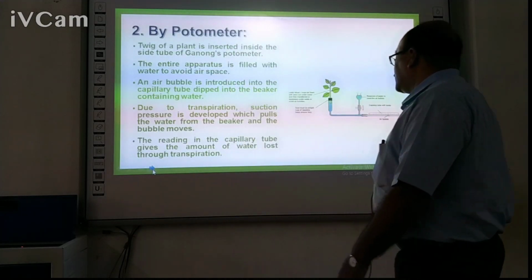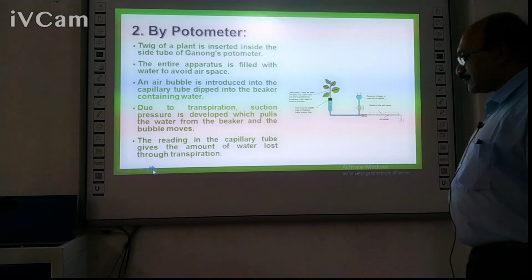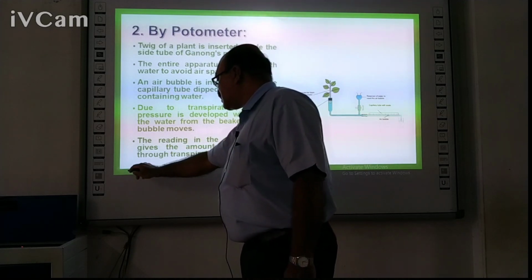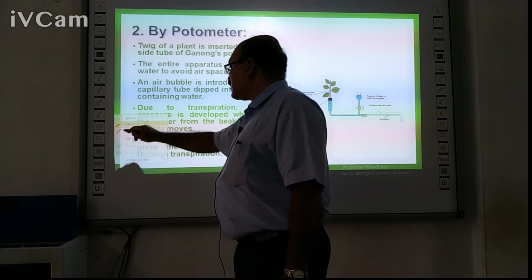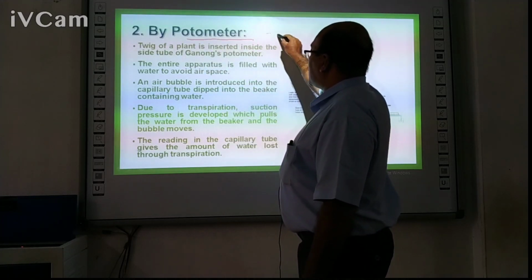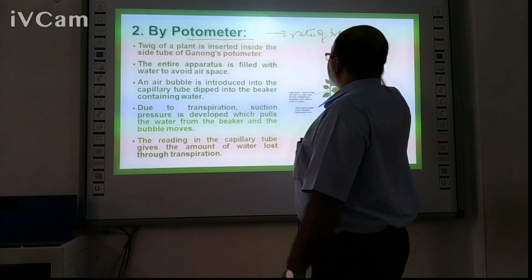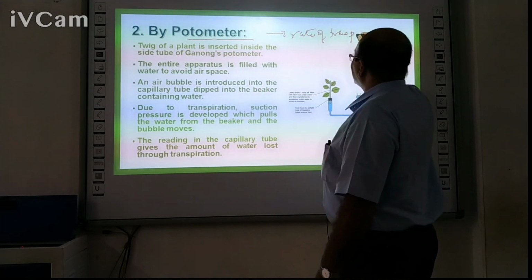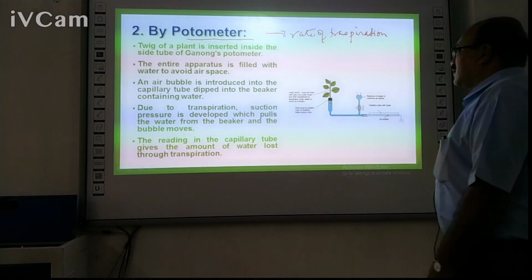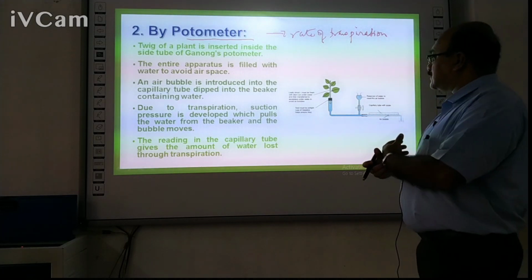Another is using Ganong's potometer. A potometer is an instrument used for measuring the rate of transpiration. So here we have the Ganong's apparatus.